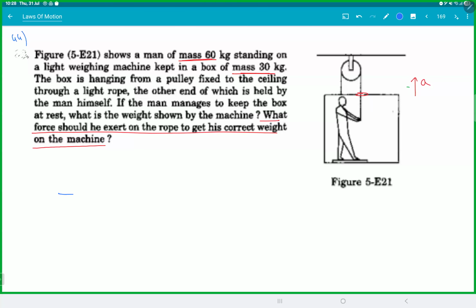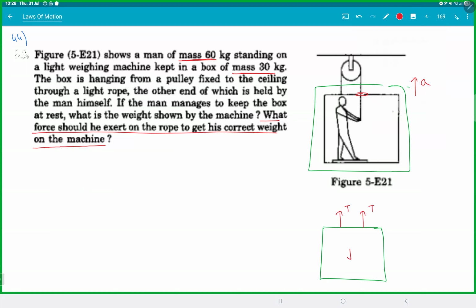Now again, I can do both of them separately. I'll take just the man, or I can take the whole box as one system. It still works if I take the whole thing as one system. Tension, your weight is 900 and there is an acceleration. So we get the equation 2T minus 900 is equal to 90 into acceleration. That's your one equation. Now let's draw the FBD of the man.